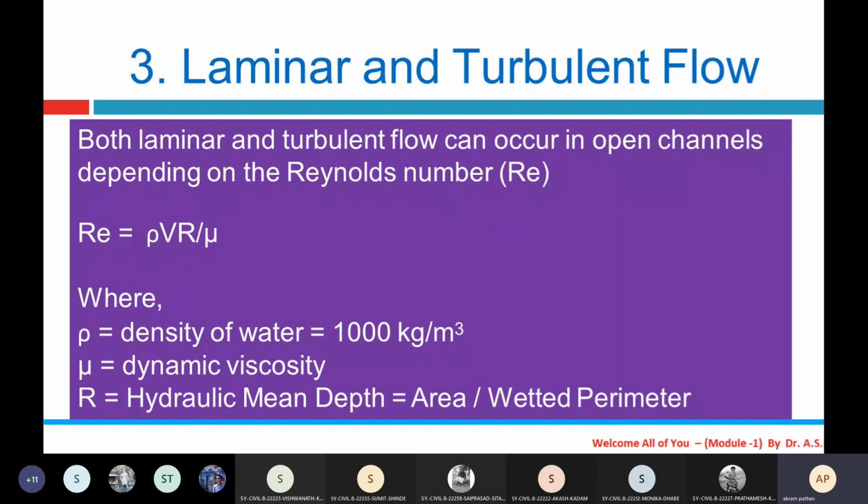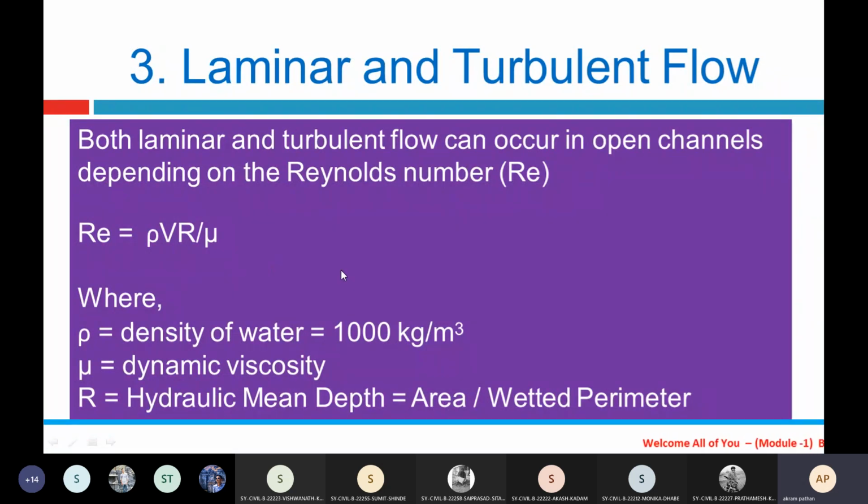If you want to define laminar and turbulent flow in terms of Reynolds number, then how will you define it? The Reynolds number is equal to rho V R divided by mu, where rho is the density of water. The density of water is 1000 kg per meter cube. Then we have the dynamic viscosity, mu. V is the velocity of flow in the open channel, and R is the hydraulic mean depth, which is equal to the area divided by the wetted perimeter.